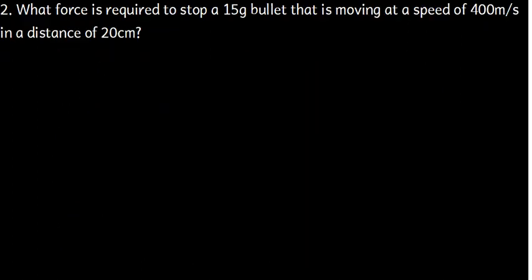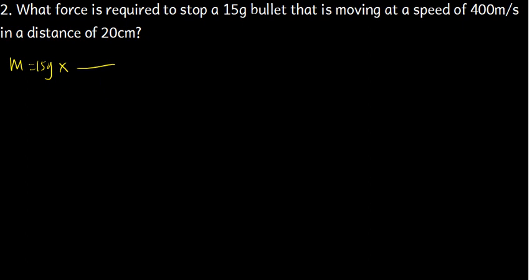The next question: what force is required to stop a 15-gram bullet that is moving at a speed of 400 meters per second in a distance of 20 centimeters? Now, the first thing is, let's convert what we have. We've been given the mass of the bullet as 15 grams, which we can convert to kgs.